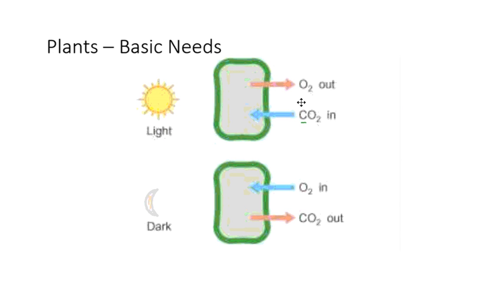Air. Plants need air. They need CO2 in order to make sugar. They need oxygen for cellular respiration. They need other molecules in the air as well.